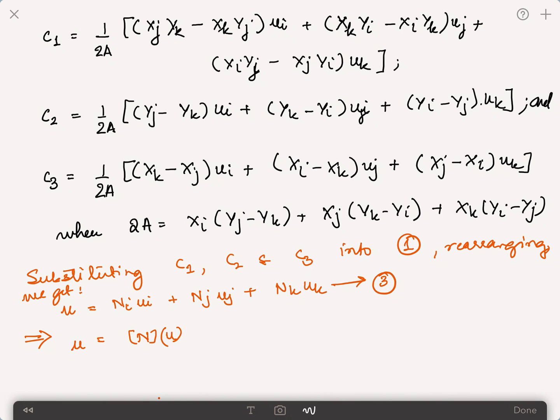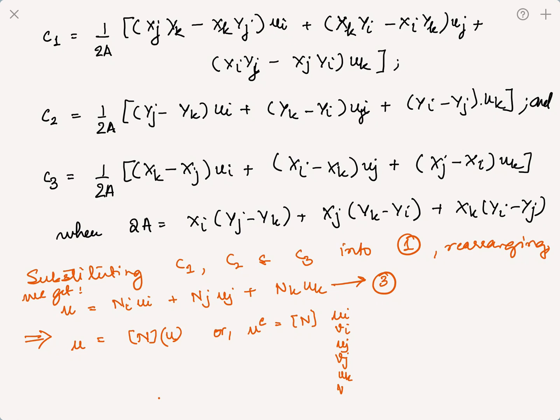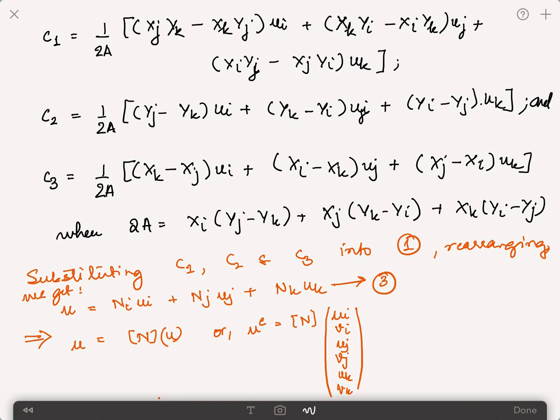Of course, this is only for 3 different boundary conditions or 3 different degrees of freedom, but I can also of course write it for 6 degrees of freedom, which are actually complete in the element. So I can write this as u of the element is equal to n, which would be a certain matrix, times ui vi, uj vj and uk vk. So this is the complete format of the 6 degree of freedom system.